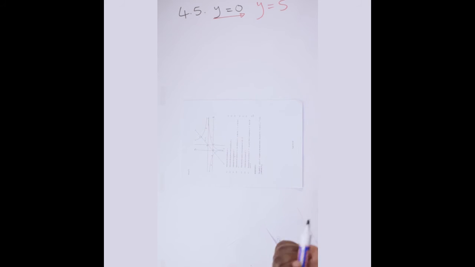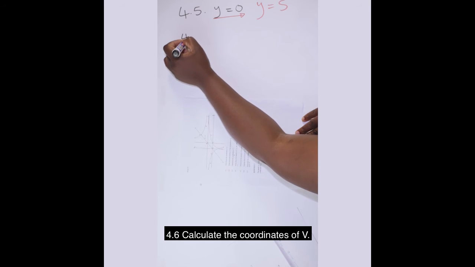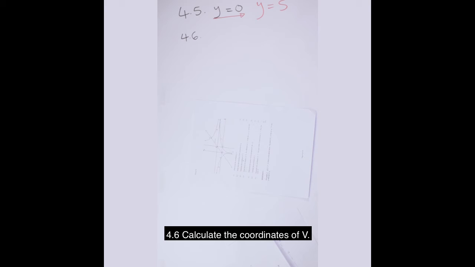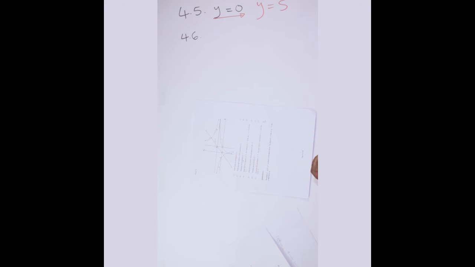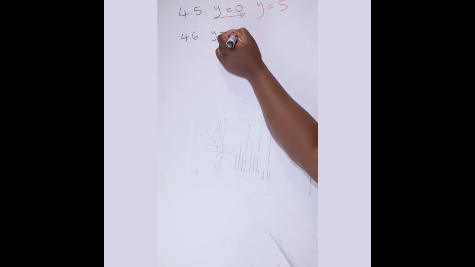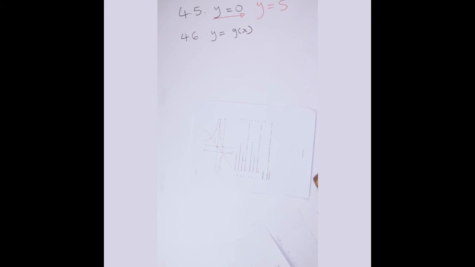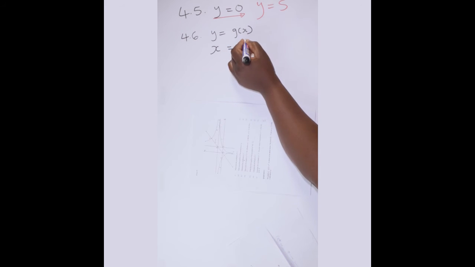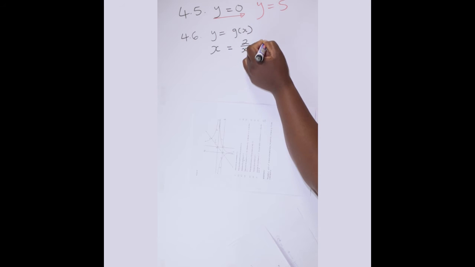In 4.6, they said we must calculate the coordinates of V. So in 4.6, we are looking for the coordinates of V. If we look at it, the coordinates of V are at the intersection of the straight line y equals x and the hyperbola g of x. So the intersection means the two are equal. In other words, your y there will be equal to g of x. Remember, y equals x, and g of x is 2 divided by x minus 1, plus 1.